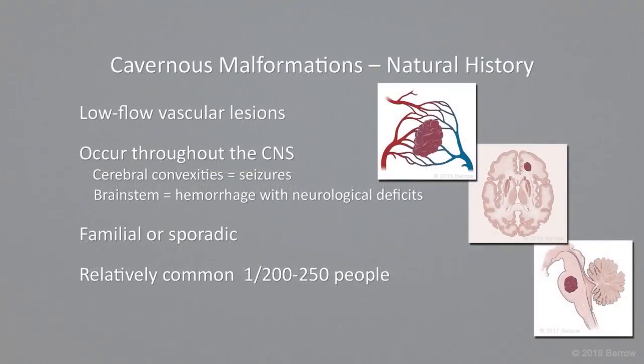As a point of introduction, cavernous malformations are low-flow vascular lesions that occur throughout the central nervous system. Lesions in the cerebral convexities tend to present with seizures, while lesions of the brainstem tend to present following a hemorrhage with associated neurological deficits. Cavernous malformations can be broken down into the familial or sporadic subtypes, and overall these are relatively common lesions, presenting in 1 out of every 200 to 250 persons.